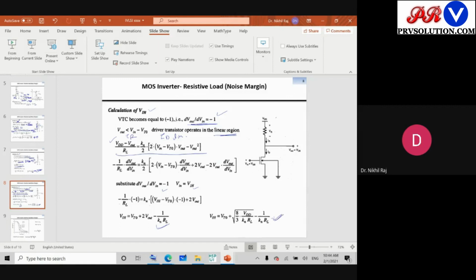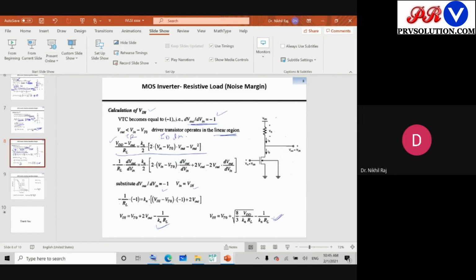If you see, we have got VIH, VIL, VOL and VOH, which are different from the CMOS. So this is the equation which is valid for the resistive load inverter. Similarly, if we replace the load by some other type of load, then again these relations will change. That's why I said these are not the standard equations, these are design equations. Equations which change with the configuration, we call design equations.